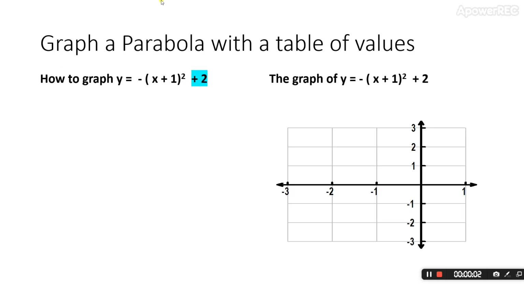To graph a parabola with a table of values when you are given a vertex form of the quadratic is easy. We're going to use 3 steps. Step 1 is to find our vertex. The vertex is the turning point of the parabola.